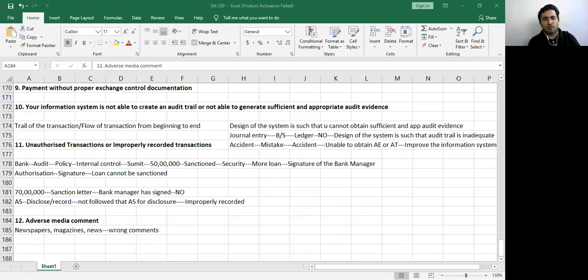So I hope that solves question number 13. Now let's go to question number 5. Question number 5 says, what are the audit procedures prescribed under SA-500? According to SA-500, following are the audit procedures that are applied to obtain sufficient appropriate audit evidence. Okay, pay attention please. The first point says risk assessment procedure.